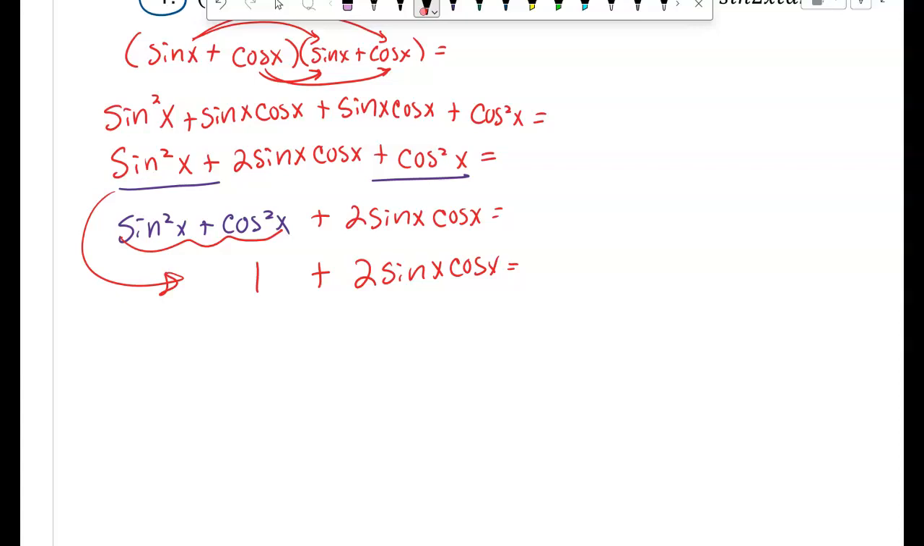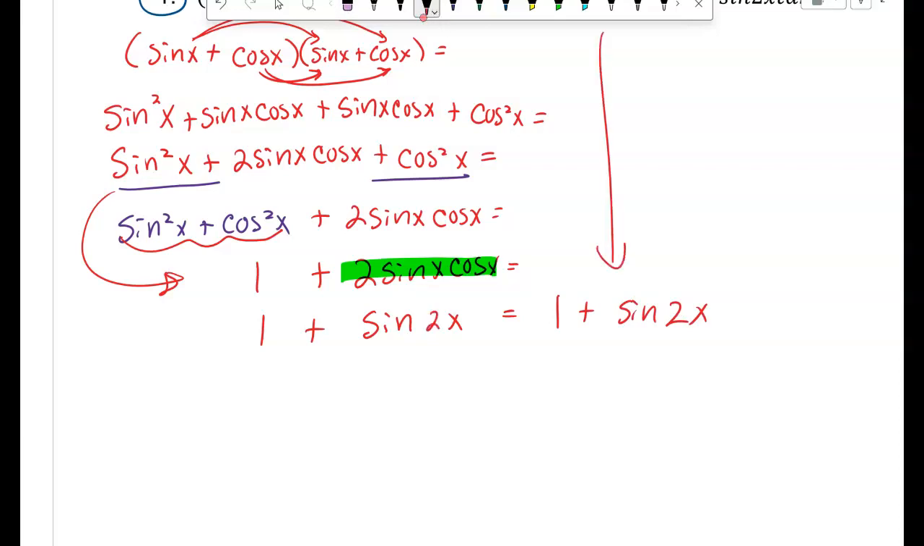Guys, are we almost there? Yeah. Because remember, our goal, and always keep looking back to that other side, our goal is to get 1 plus sine of 2x. Is there anything here that's going to help us with that? Yeah, the 2 sine x cosine x is equal to what? So we got 1 plus sine of 2x, which equals 1 plus sine of what? 2x. I have to make sure my 2's don't look like exponents.